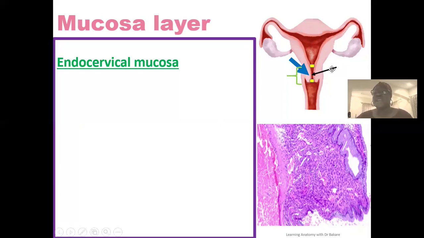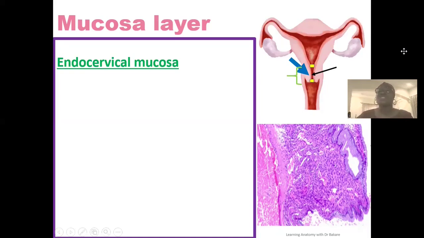This endocervical canal is bounded superiorly and inferiorly by the internal and the external orifices. So you have the internal os here creating a superior boundary or border to the endocervical canal, while you have the external os here creating the inferior border or limit to the endocervical canal.